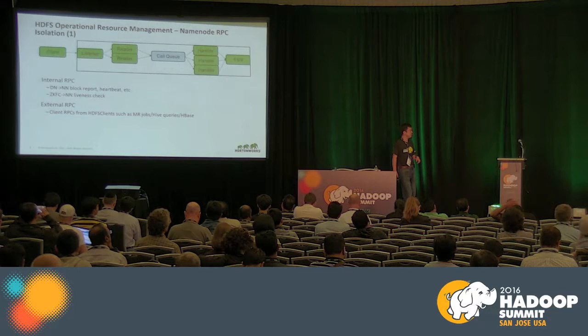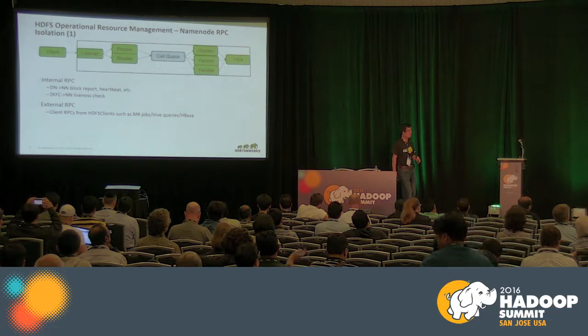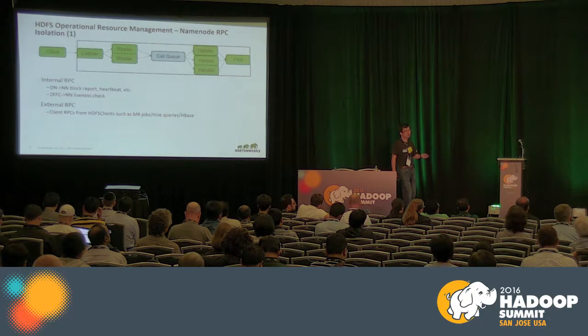And there are two categories of RPC requests. So one category is what we call the internal RPC. It's used to manage, for example, the data node membership and the block report. And those are usually the RPCs from the data node toward the name node.